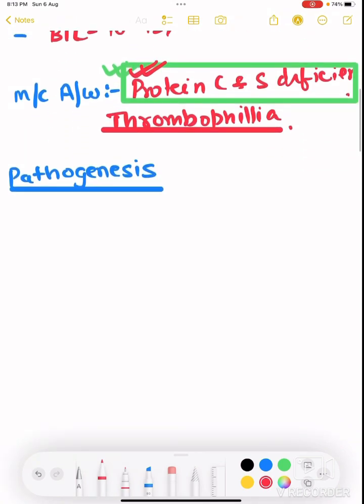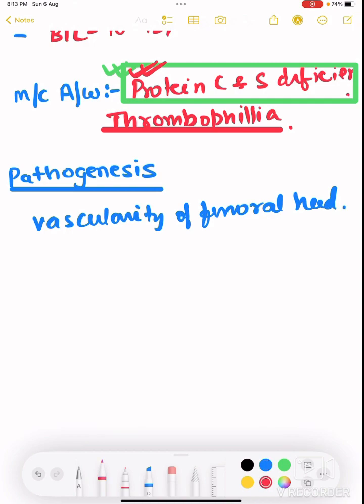Now what actually is the pathogenesis of this particular disease? See, what actually happens is that, first of all, the vascularity of the femoral head is gone. Why? Because of these reasons, right? Protein C and S deficiency or thrombophilia. What are protein C and S? Protein C and S are those proteins which actually break down the clotting factors, anti-clotting agents. Protein C and S are anti-clotting agents.